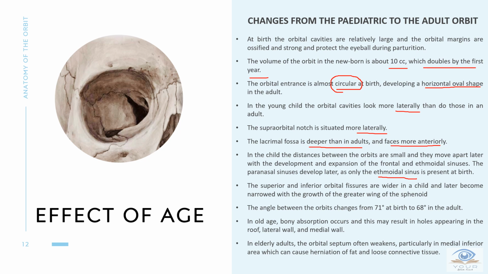The superior and inferior orbital fissures are wider in a child and later become narrow due to the growth of the greater wing of sphenoid. The angle between the orbit changes from 71 degrees at birth to 68 degrees in adult. In old age, bony absorption occurs and this may result in holes appearing in the roof, the lateral wall, and the medial wall. In elderly adults, the orbital septum often weakens, particularly in the medial inferior area, which may cause herniation of fat and loose connective tissue.